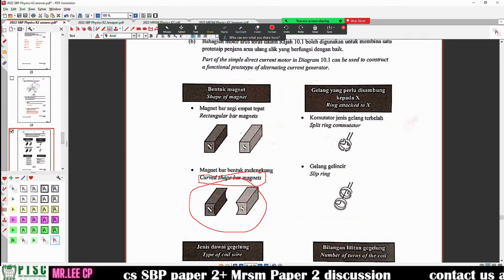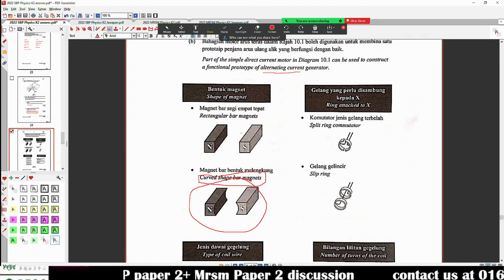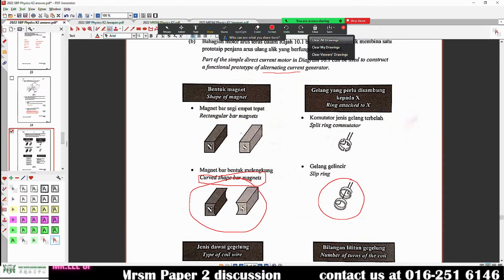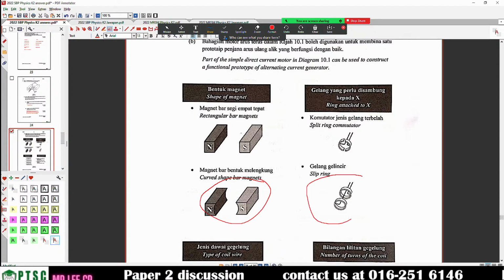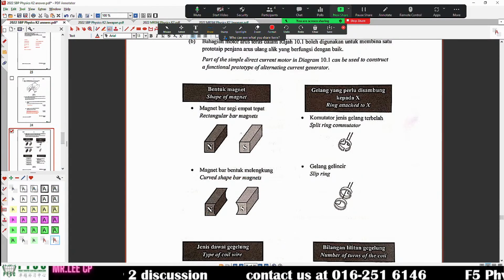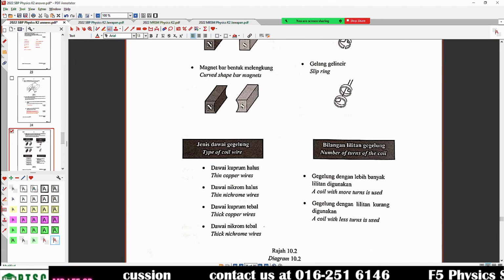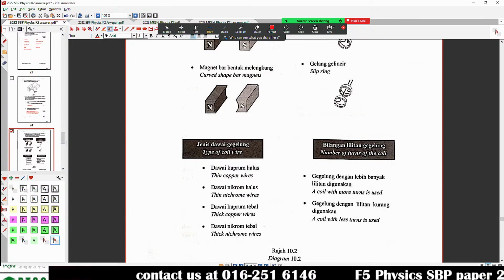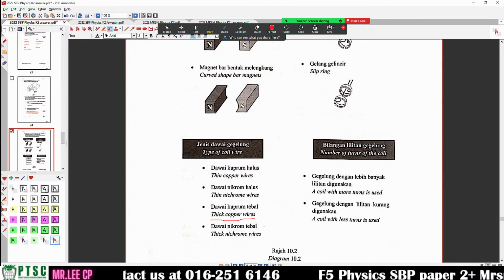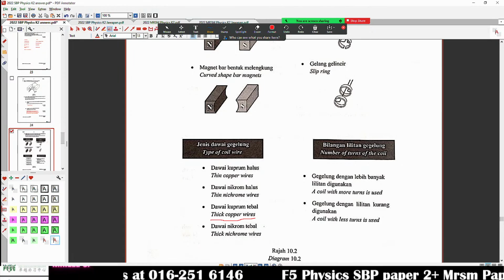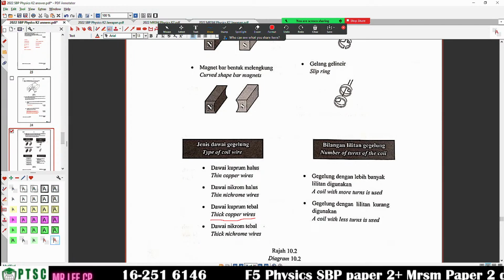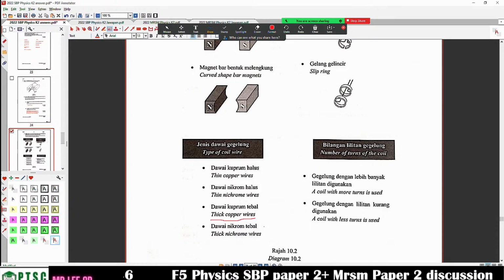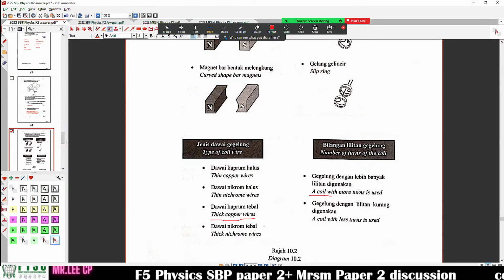And then the second one. I want an alternating current, so I need to use a slip ring. So I got this one and this one. Next one, the type of the coil. You have to use a good conductor. Good conductor will be thick copper wire. Lastly, the number of turns. You have to have more turns. More coil, more turns.